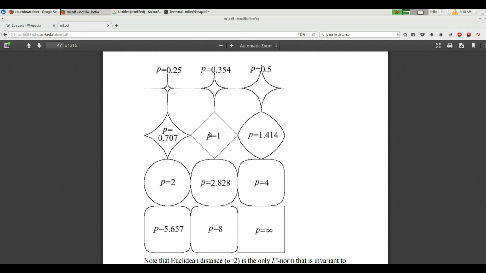Here's my chart, which I like even better because I show a whole bunch of p-values and the corresponding unit circles in this LP distance thing. Few things to note. Notice that 2 is the only possible value for p that is invariant to rotation. If you take your data and you rotate it, the distance does not change. And that's a property people seem to like. With these other values, that's not so much the case, but there's an interesting thing people have noticed.